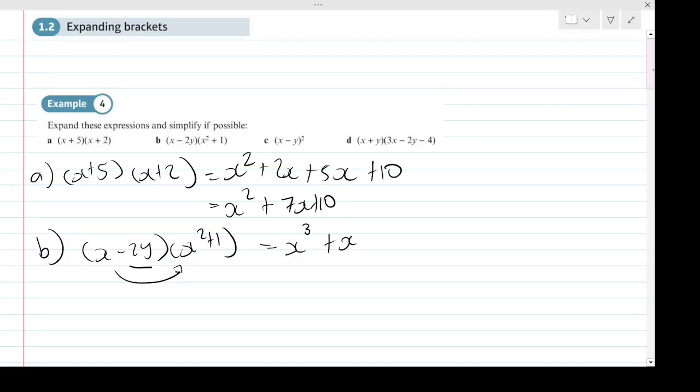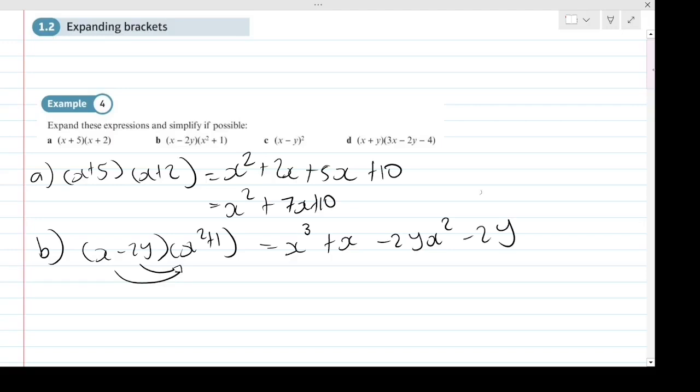Then you've got this minus 2y. I'm going to do the exact same thing, multiplying it by every term in the other bracket. So minus 2y times x squared, that's just going to be minus 2y x squared, right? Not much we can do there. And then we're going to have minus 2y times the 1. That's just going to be minus 2y.